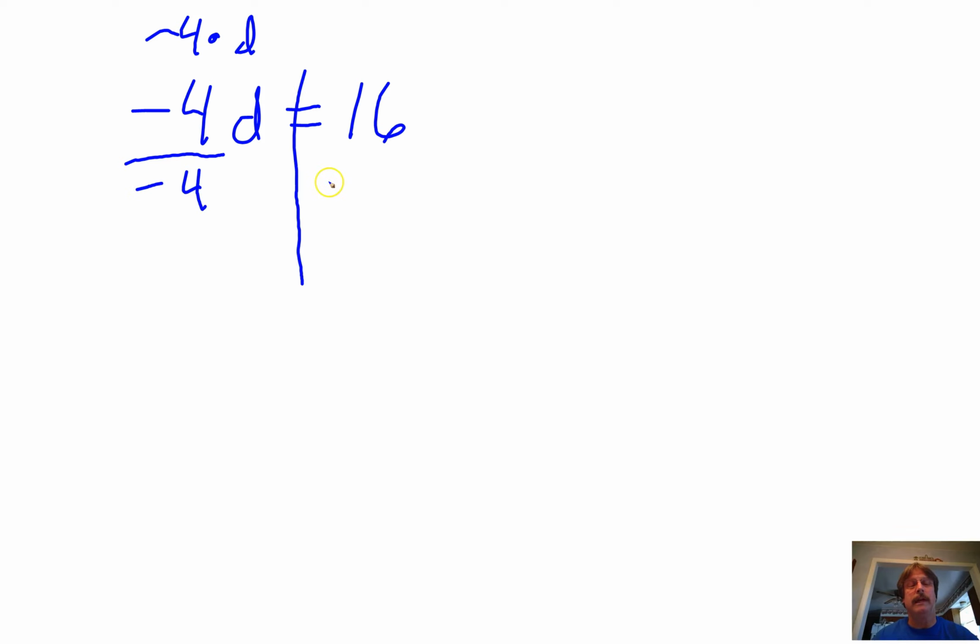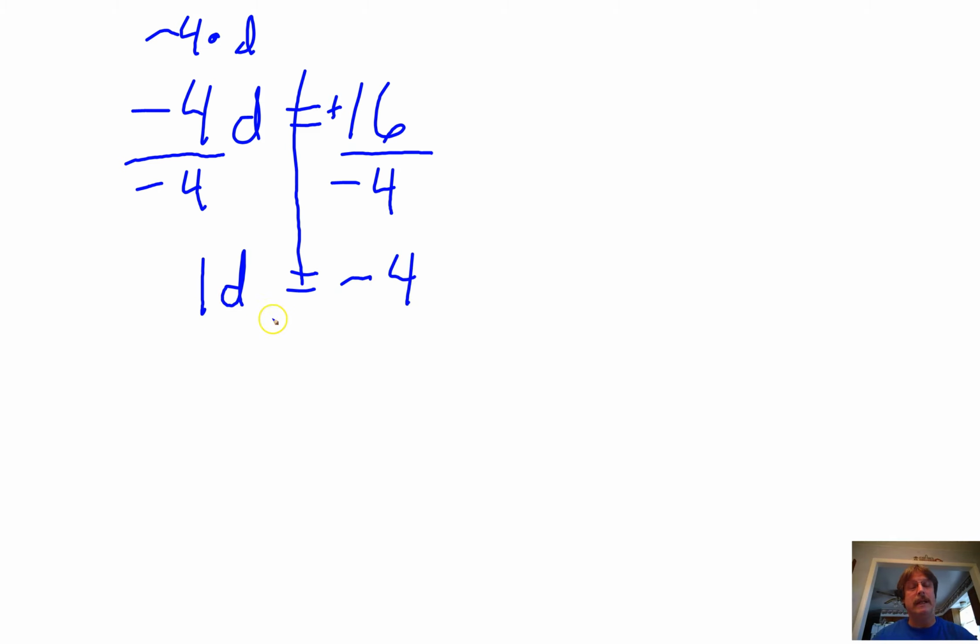What I do on one side of the equation, I'm going to do on the other. So negative 4 divided by negative 4 is really 1, right? And a negative divided by a negative is a positive, so I'm going to have 1d. And that's going to equal 16 divided by negative 4. Well, a positive divided by a negative is a negative, and of course 16 divided by 4 is 4.